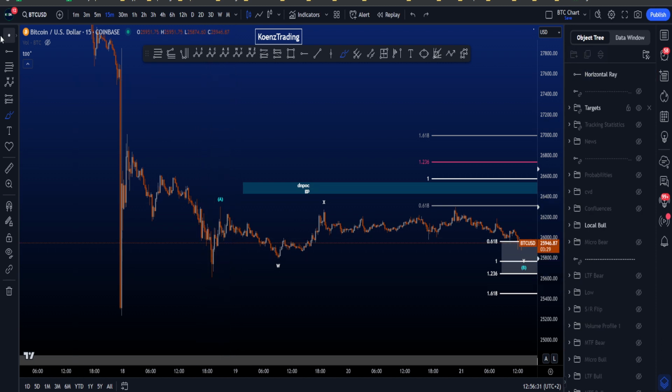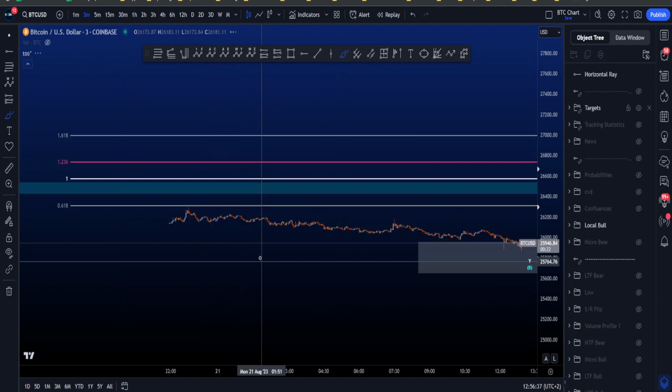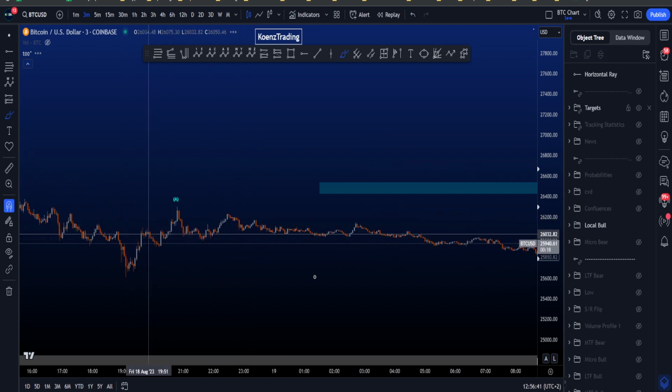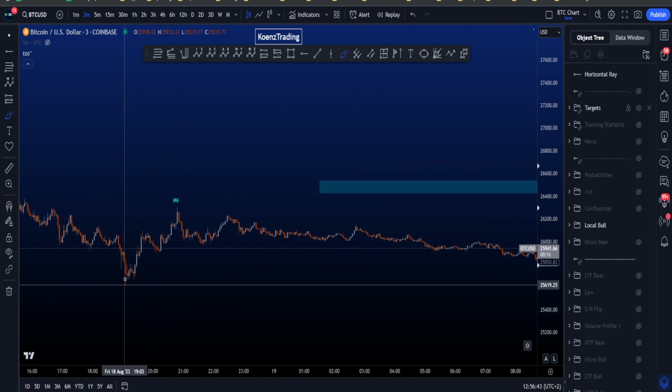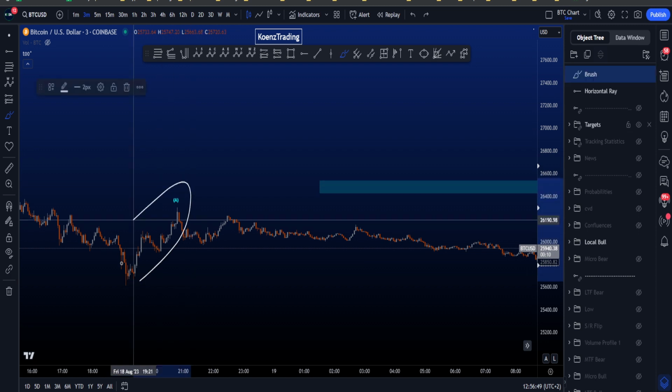This is where my count started, because on the lower time frames, if we go to the 3-minute in a second, you can count a 5-wave move in that wave A to the upside. So if I zoom in over here to this wave A, you can see we can count a 5-wave move to the upside with another nice 5-wave structure to end this wave A.